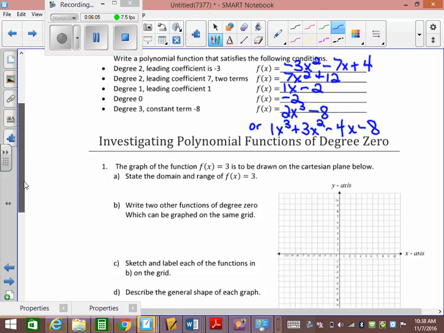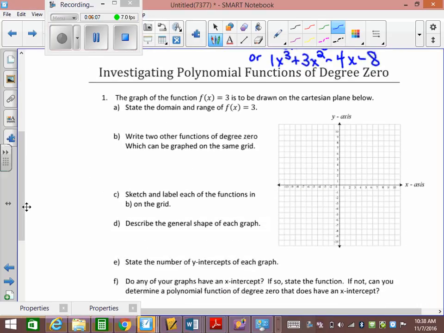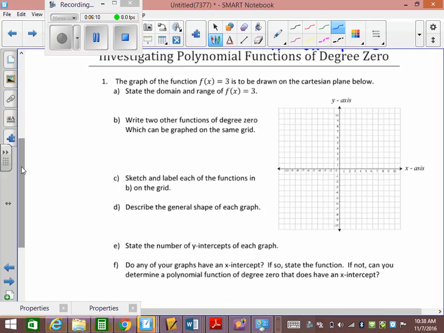Okay, we're going to look at degree 0 first here. Like I said, if you're going to print the notes off later, you might want to fill them in later. If you're not going to print them off, you're going to have to write some stuff down. So degree 0 means x to the 0, which means it's a constant. So put y equals 2 in your calculator.